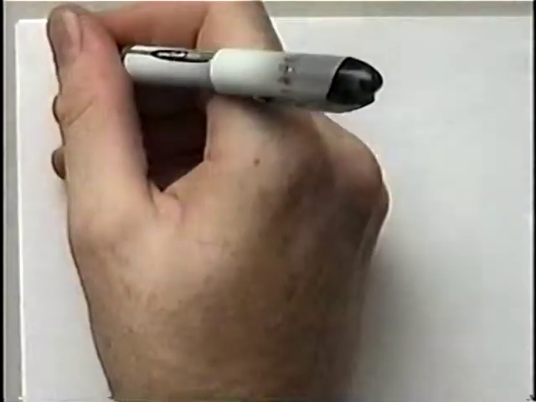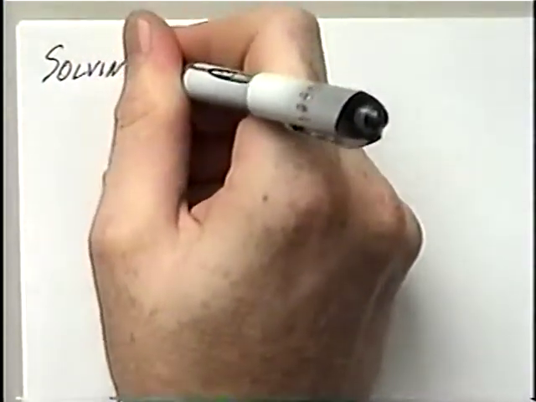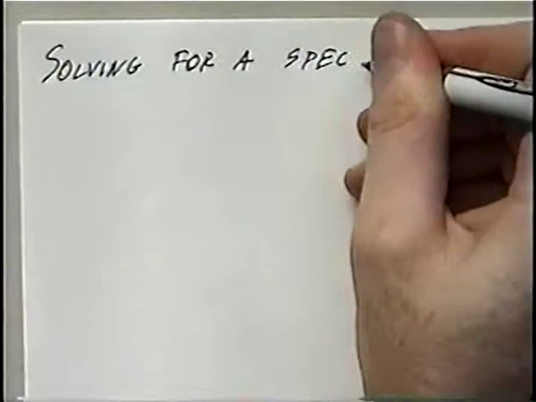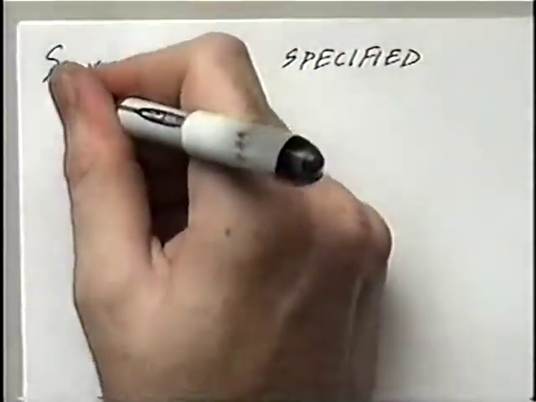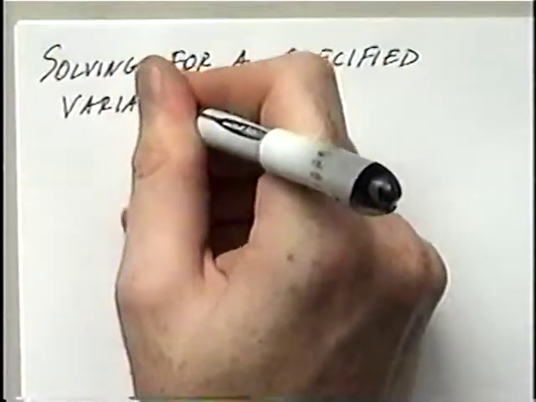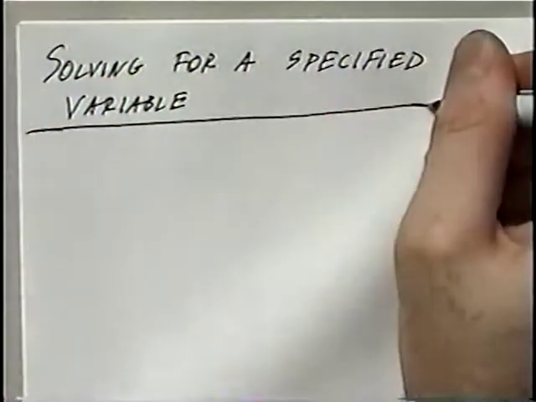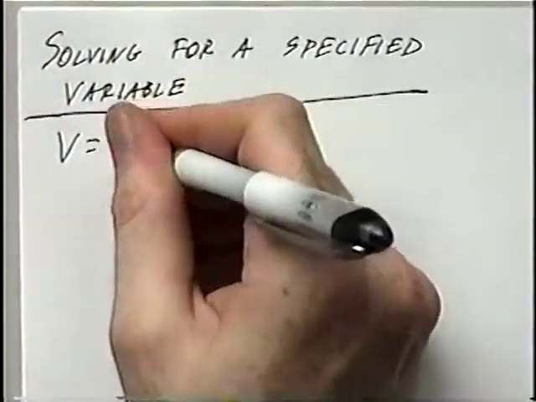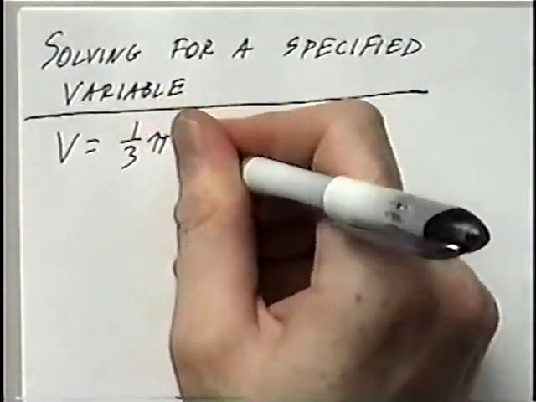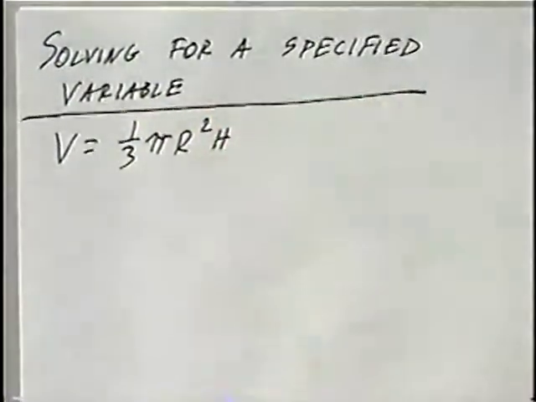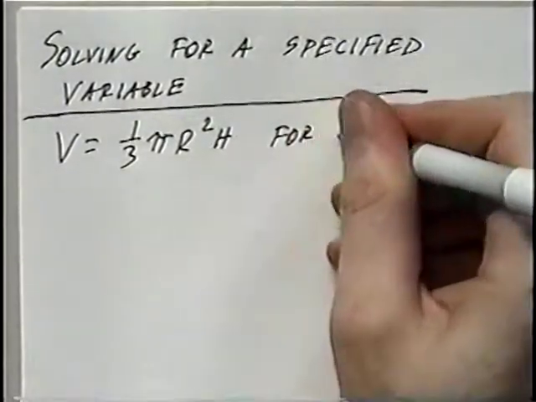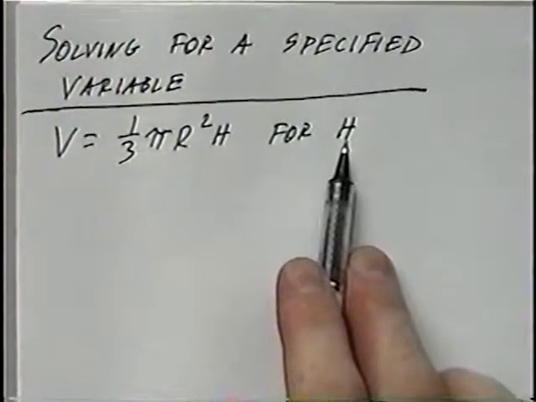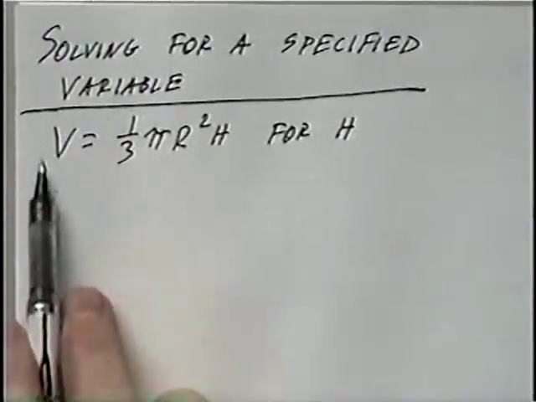Next section of notes is titled Solving for a Specified Variable. First question, v equals 1/3 pi r squared h, and we want to solve for h. What this means is this equation, we want to get h by itself, so our answer would be h equals all the other variables on one side.